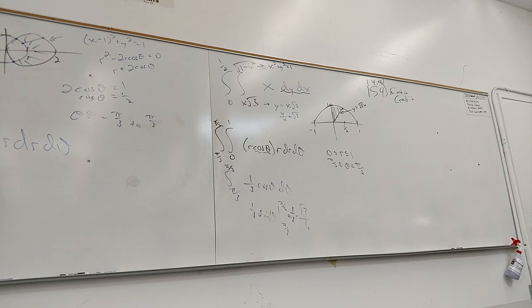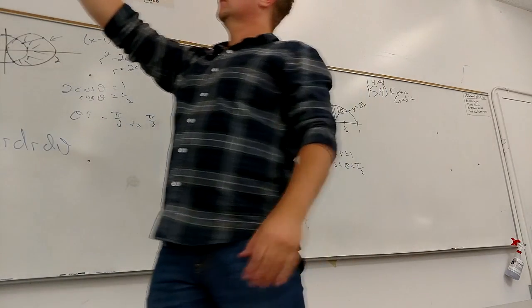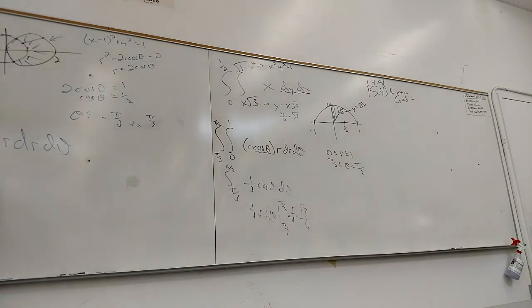What did I put on the inside? I forgot what it was now. It's just 1. What's the thickness? I don't want really anything. I just want it to be 1, so the answer comes out numerically the same as the area. If I put any function inside, that's like a thickness above this region.